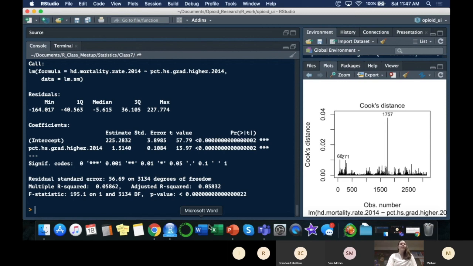I was rounding because I couldn't remember the exact number. So this is the number of observations. It's going to subtract 1. So that's telling us what our degrees of freedom is. And this is our F statistic that comes out of our model.